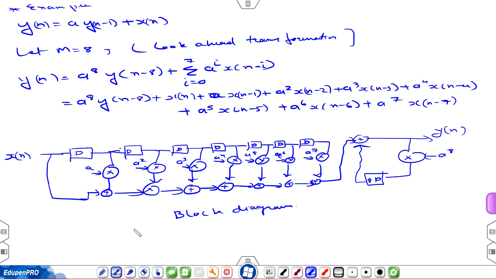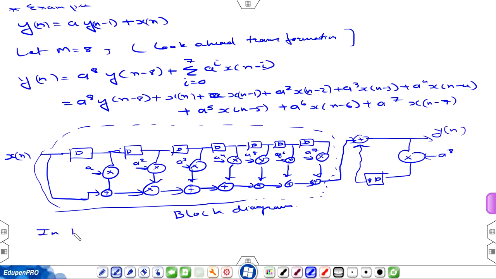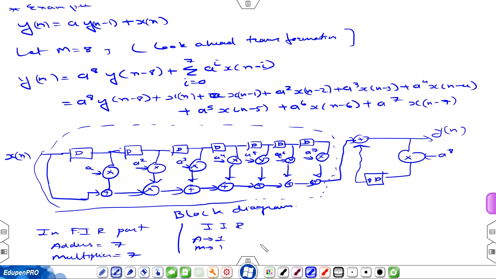Here you can see this is the FIR part. In the FIR part, the number of adders is 7, 1 2 3 4 5 6 7, and the number of multipliers is also 7. And in the IIR part, adders are 1, multipliers are 1, and the number of delays is increased by 8.